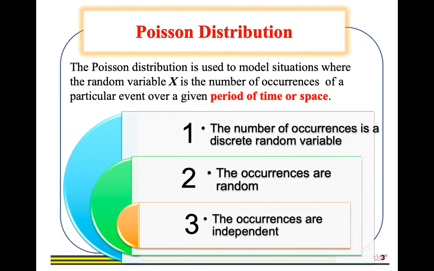So what is actually Poisson distribution? The Poisson distribution is used to model situations where the random variable x is the number of occurrences of a particular event over a given period of time or space. There are three things to remember when it comes to Poisson distribution. The first one is the number of occurrences is a discrete random variable, or in other words, the number of occurrences is distinctive or takes one value after another. The second one is the occurrences are random, which is not biased. And the third one, the occurrences are independent.